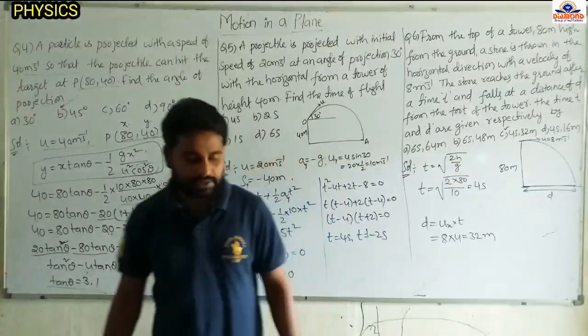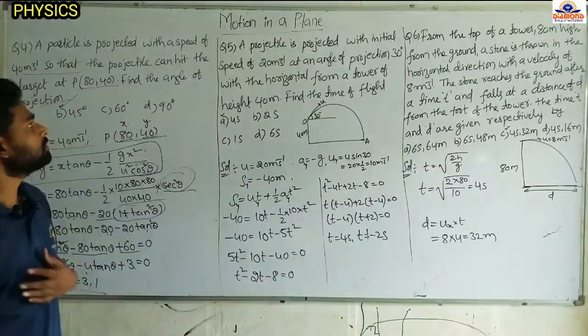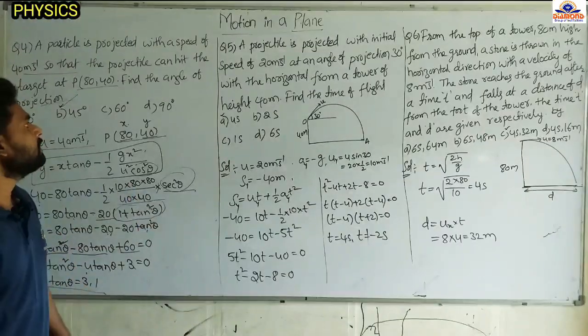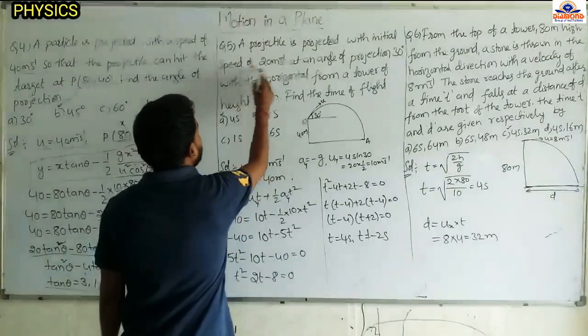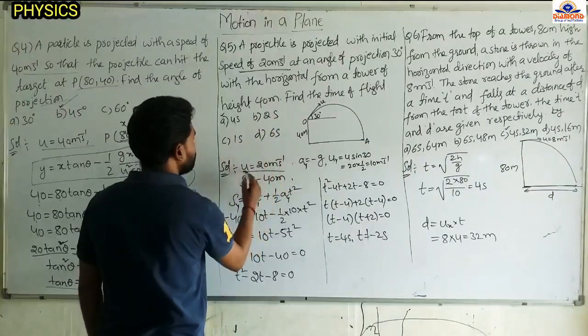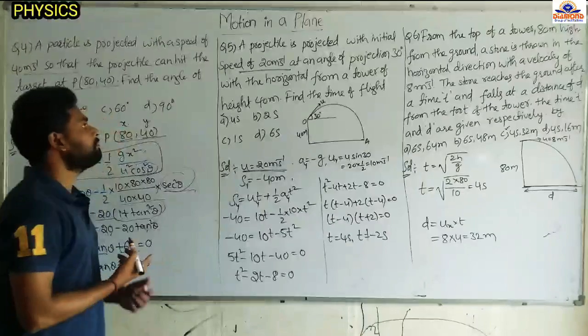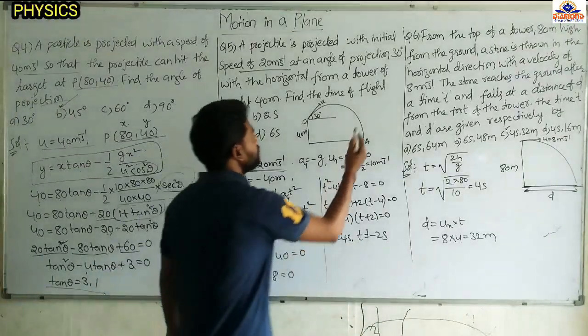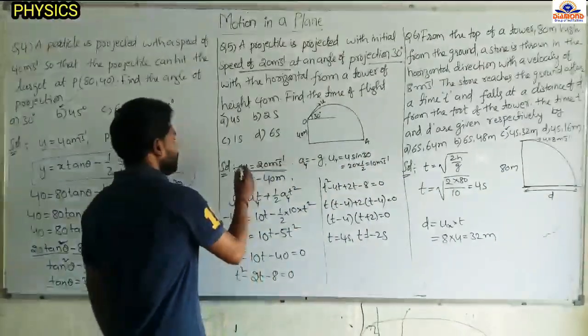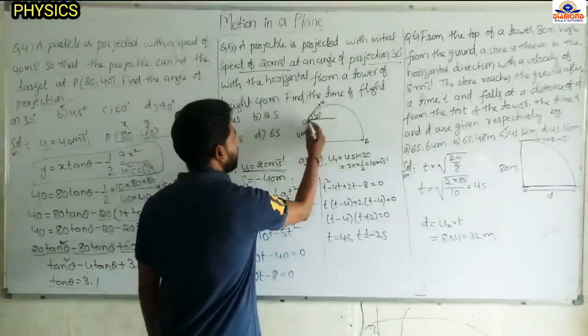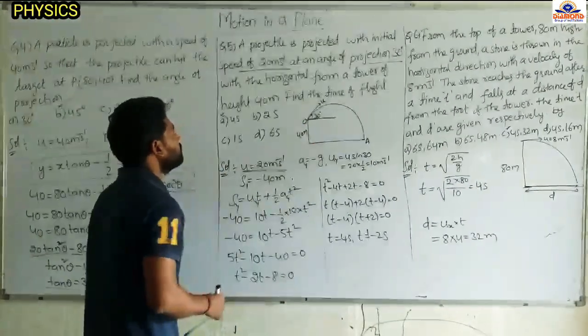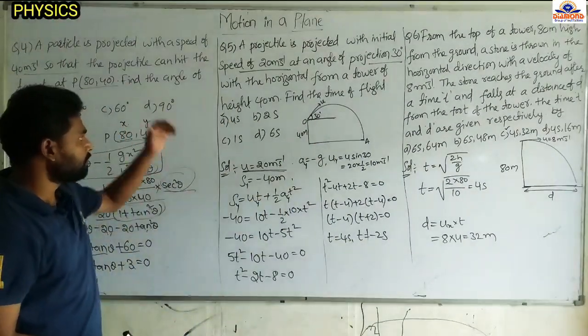Okay, na? And next, see the next question. A projectile is projected with an initial speed of 20 meters per second. Initial speed given, u equal to 20 meters per second, at an angle of projection of 30 degrees. The angle of projection is also given, theta equal to 30 degrees. Here a diagram is also given, with projection at 30 degrees with the horizontal from a tower of height 40 meters.